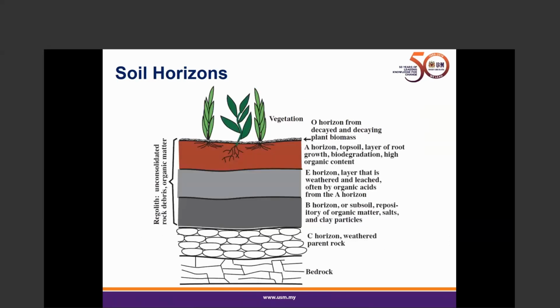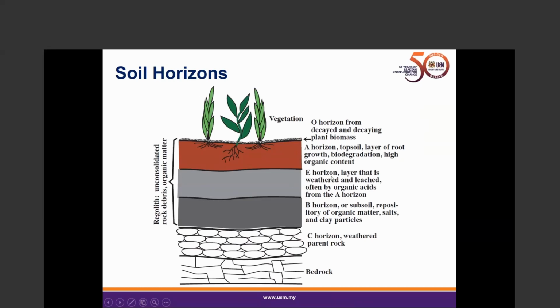Soil is typically divided into layers called horizons. Each horizon has a distinct texture and composition that varies with different types of soil. There are different types of horizon: O horizon, A horizon, E horizon, B horizon, and C horizon, and finally, bedrock. O horizon comes from decaying plant biomass. It's the first layer of the soil. Then the second layer is called A horizon, which is the topsoil. It's a layer of root growth, biodegradation, and high organic content.